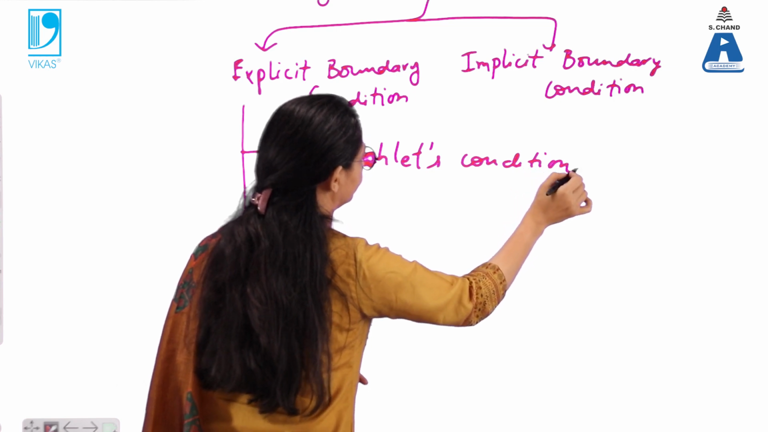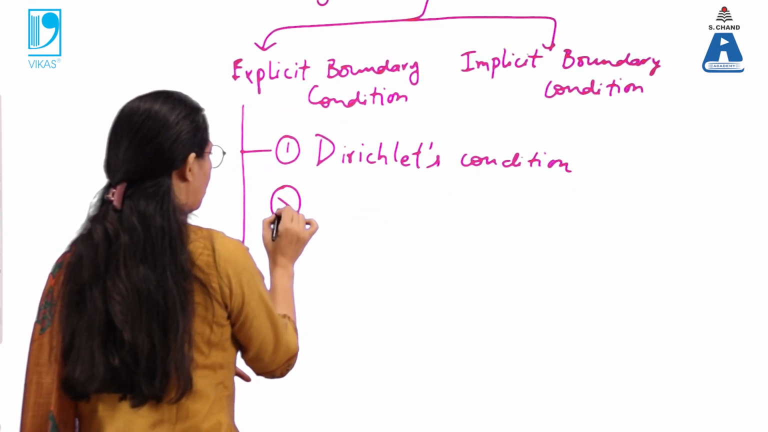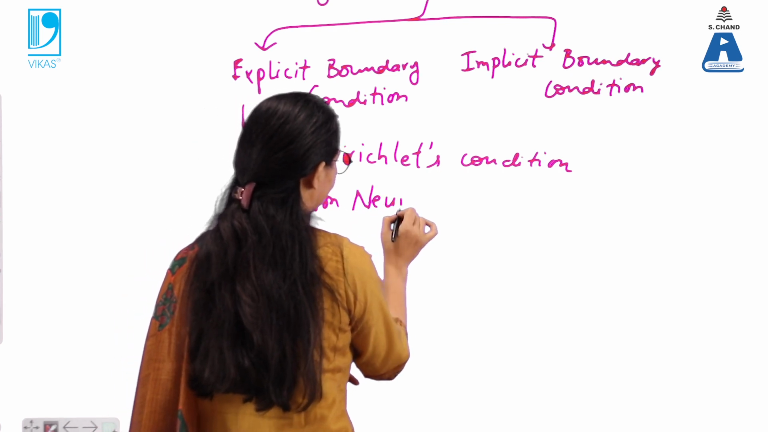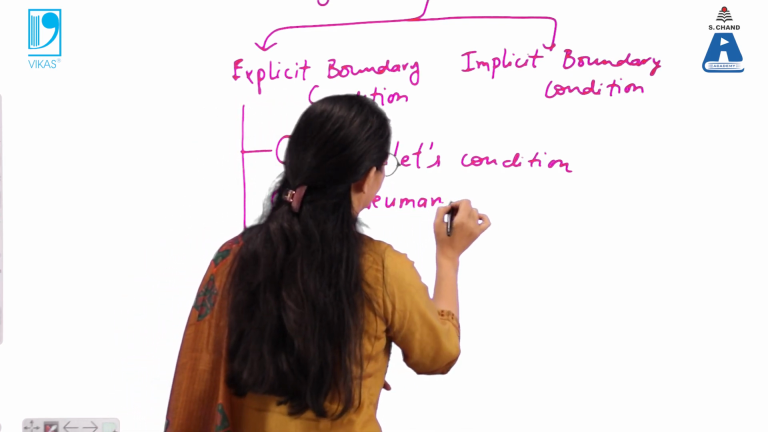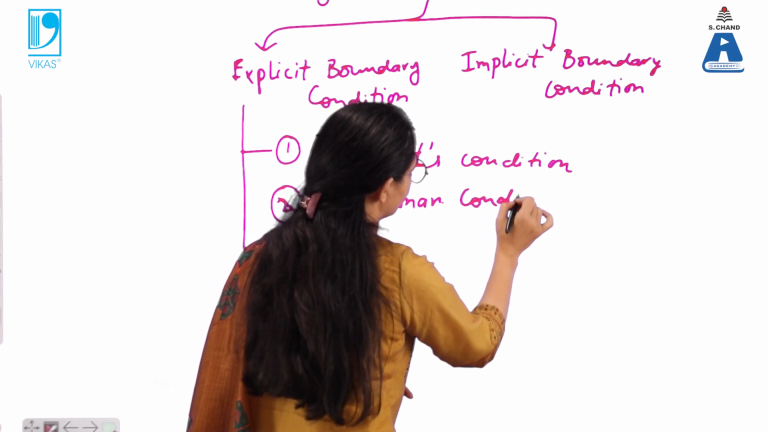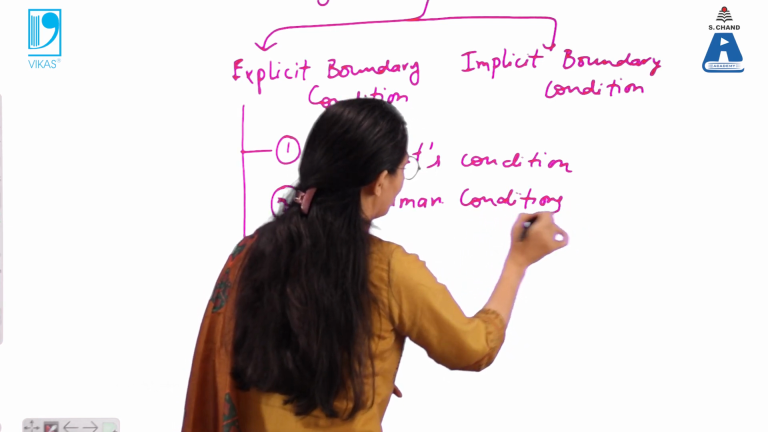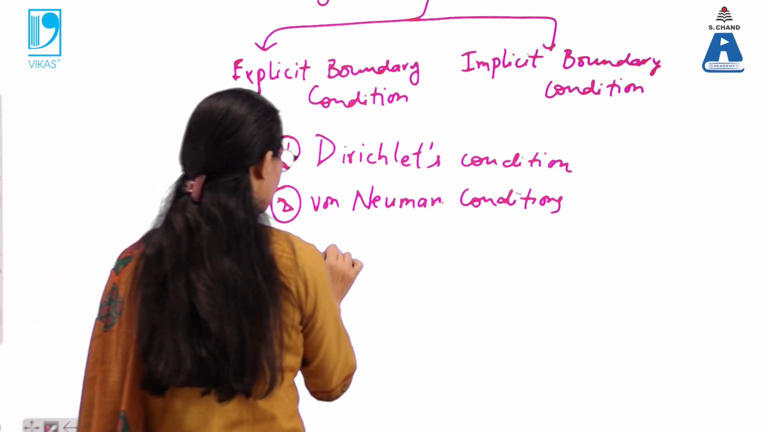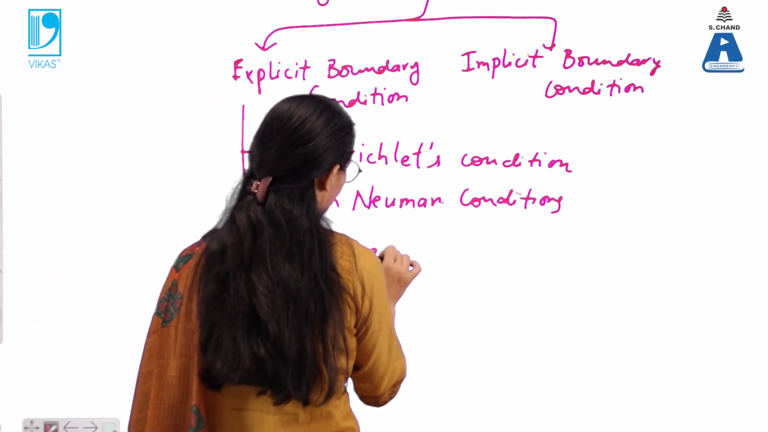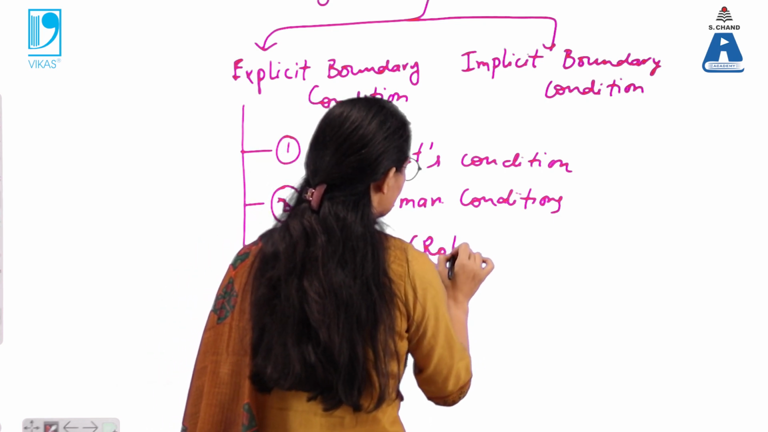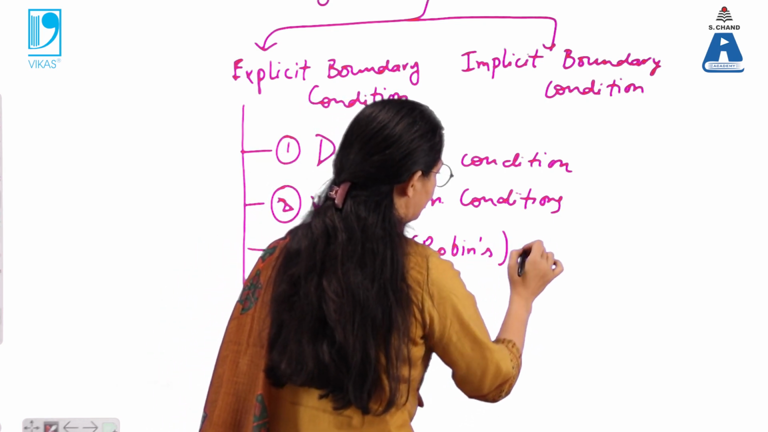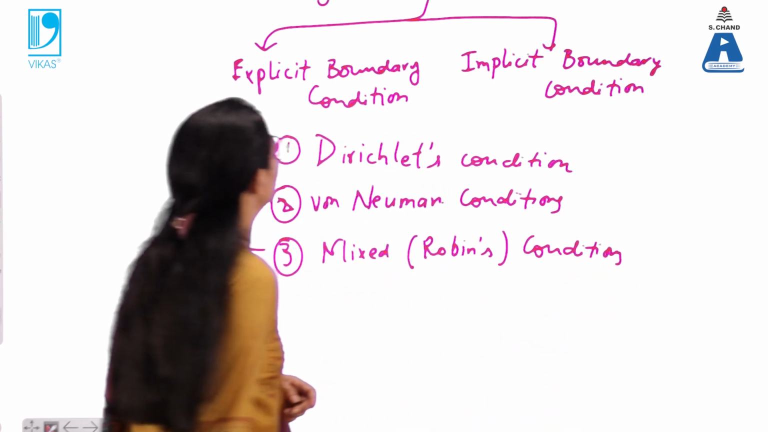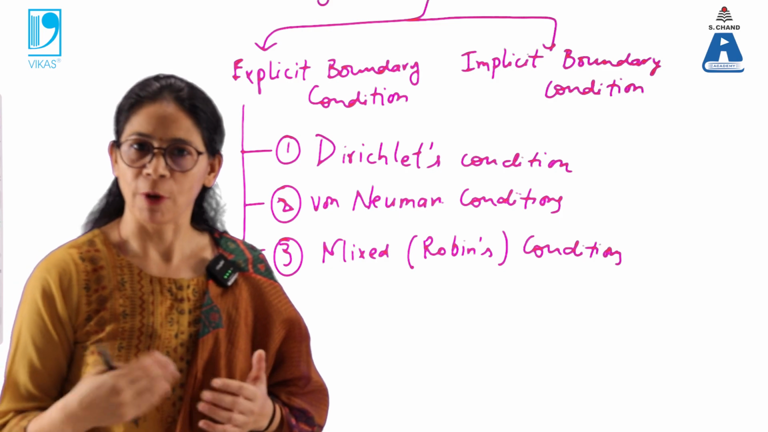Dirichlet conditions. The second type is called von Neumann conditions. And the third type is called mixed, or they are called Robin's conditions. So we will discuss them one by one.